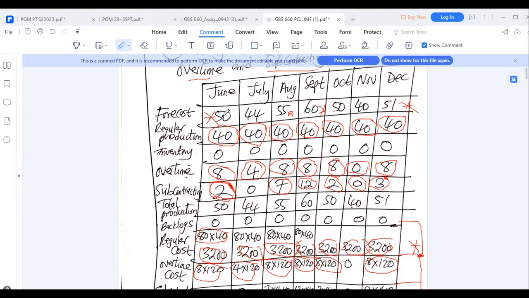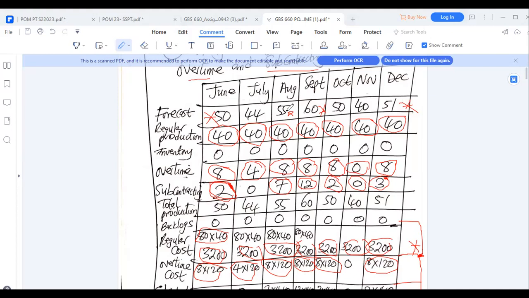Okay, I hear you. And then in July? In July, we're supposed to meet our demand of 44, but we can only produce on a regular basis of 40. So what should we do? There's a 4 remaining, so we can only allow overtime, no subcontracting. So this 4, we get it from the overtime of 8. Even if the overtime was supposed to be a maximum of 80, we cannot allow overtime of the 8 because we're only producing to meet the demand.